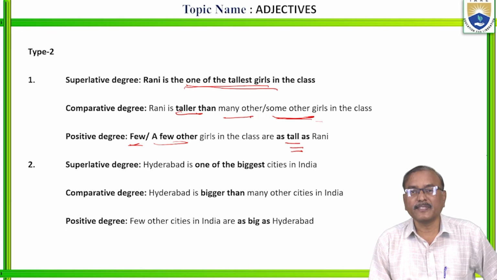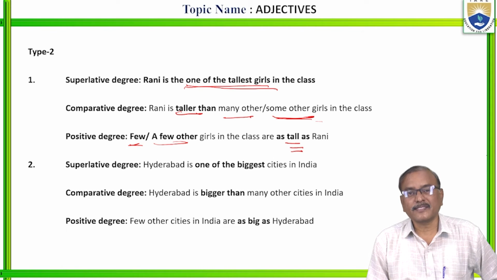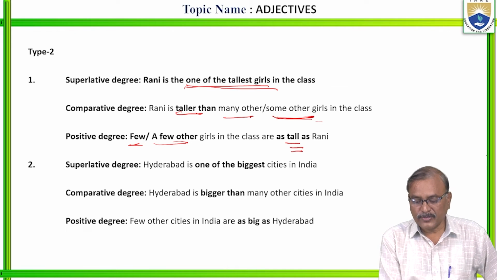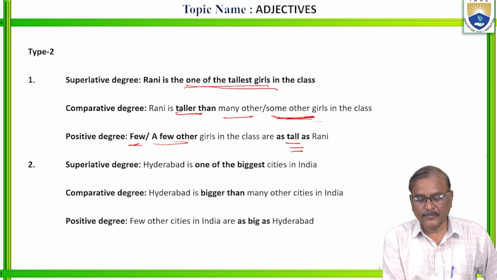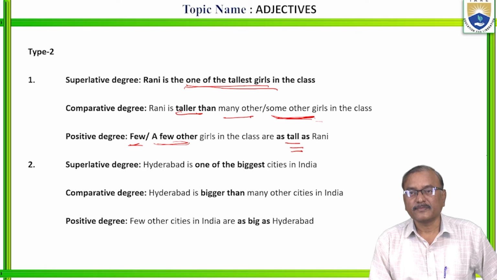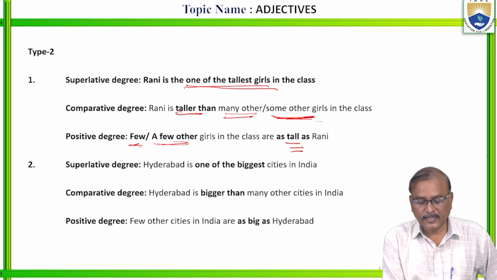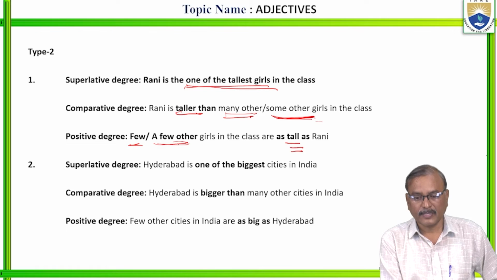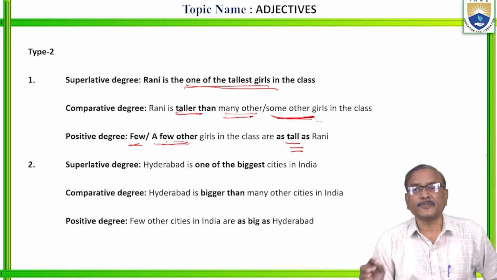If you get "many other," here you write "few." There is a difference between "few" and "a few." Few means not sufficient in number. A few means at least some. That is the difference. Here when you say "some other," you write "a few other." When you write "many other," write only "few." Few means not sufficient in number. A few means at least a few. Like that.